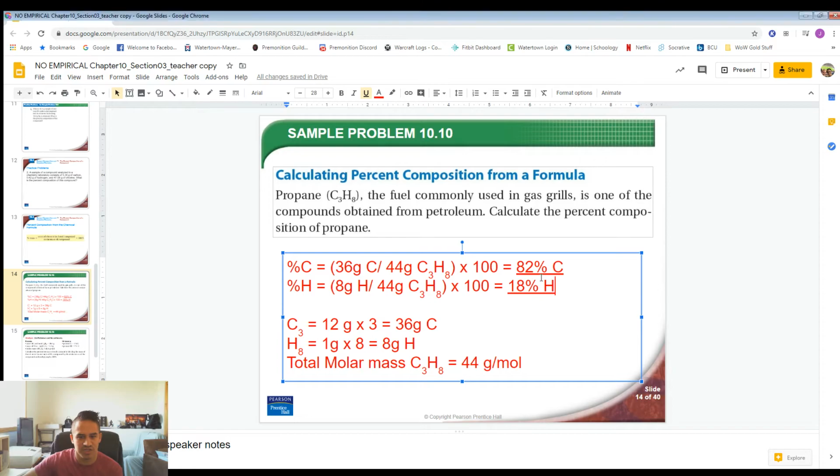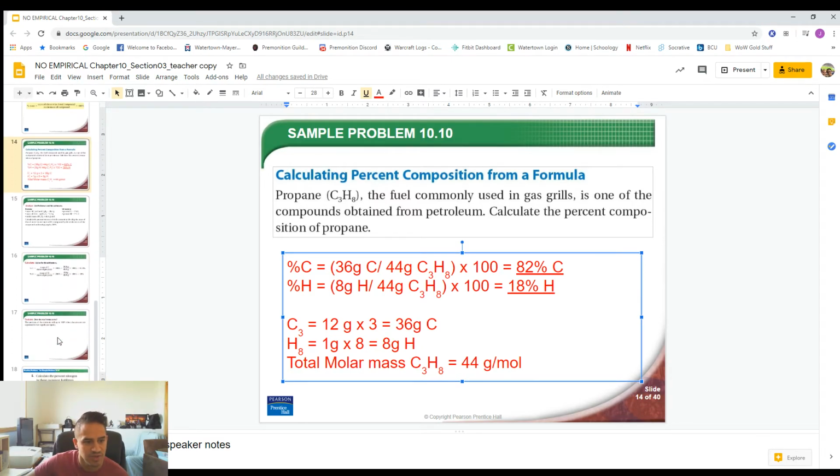So this is the percentage breakdown for these by mass. Again, we got this by first finding the individual masses of these elements in the compound, adding them together to get a total molar mass, and then taking each individual mass divided by the total times 100 to get our percentages. Okay, so there we go. There's our percent composition from molar mass.